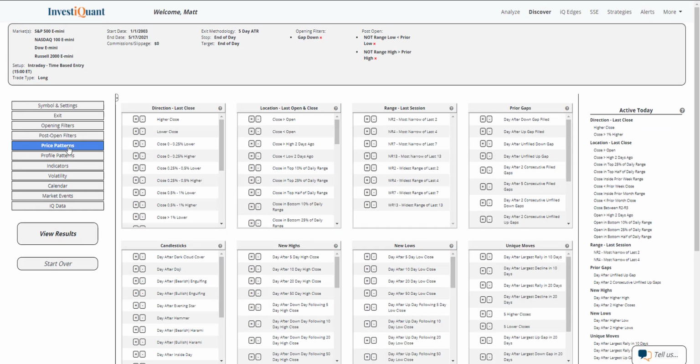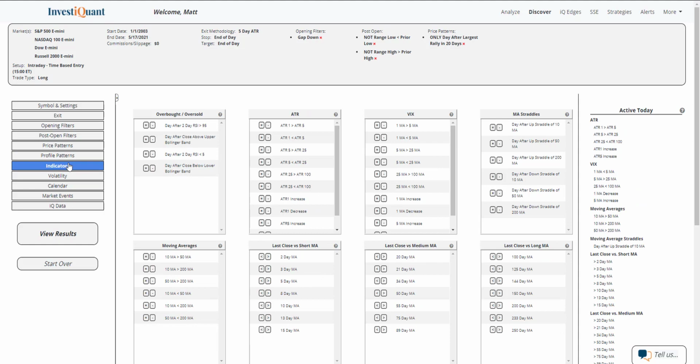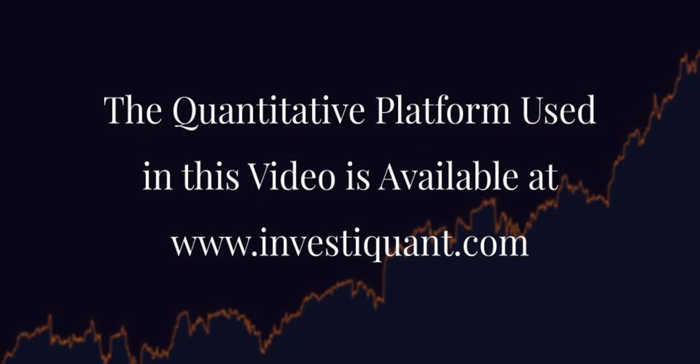Next, I'm going to go into the price patterns library, and I'm going to select that today is the day after the largest rally of the past 20 days. That's available in the active today section and the unique moves section here. It's right over here in the active today. And then I'm going to go into the indicators section, put us above a 200-day simple moving average, and now I can click view results.